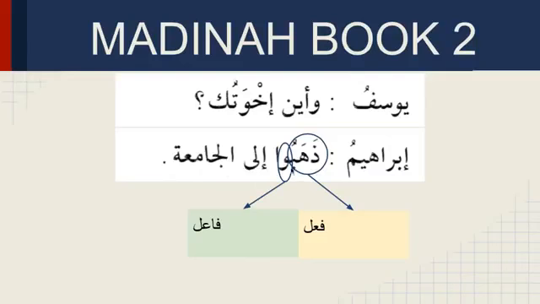It's jar majrur. So here we shouldn't make a confusion. Sometimes what happens is we say dhahabu ikhwati. We can't say dhahabu ikhwati because waw is already the fa'il. We can't have two fa'ils in a sentence.